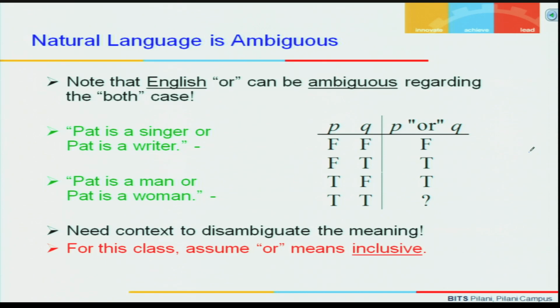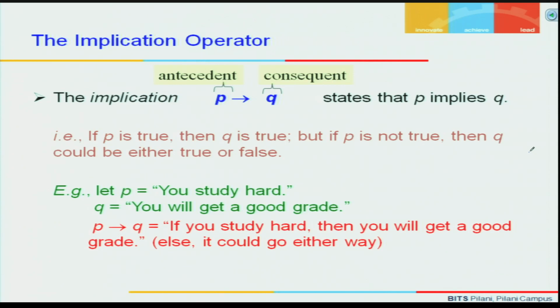So this ambiguity is broken in propositional logic. We have the exclusive OR operator and we have the inclusive OR operator. We use them as and when they have to be used. We don't use one for the other as in English. We will see another very important binary operator, that is called the implication operator.